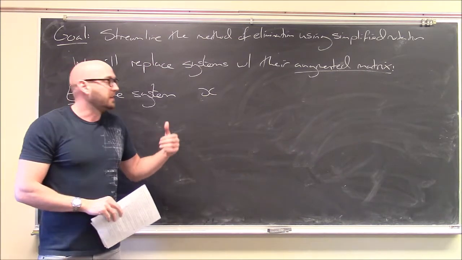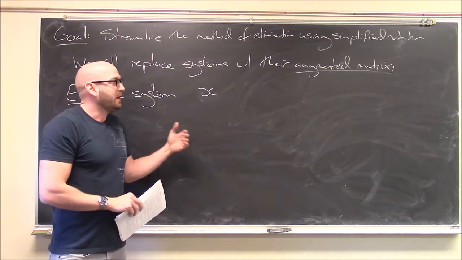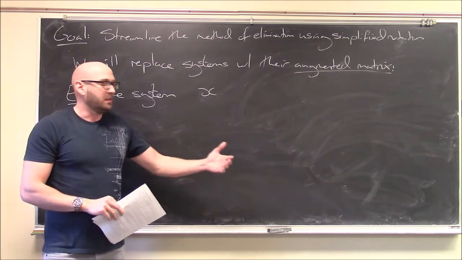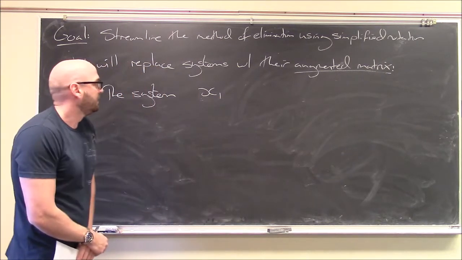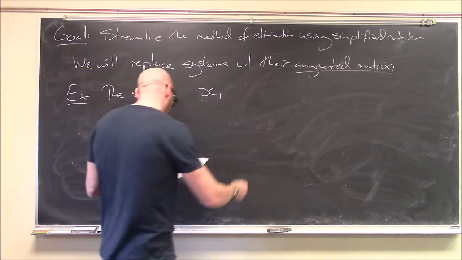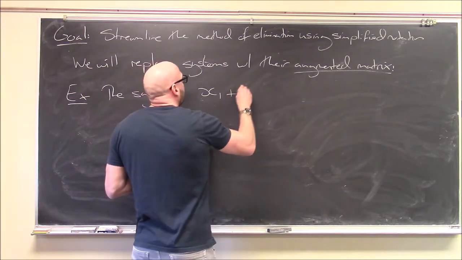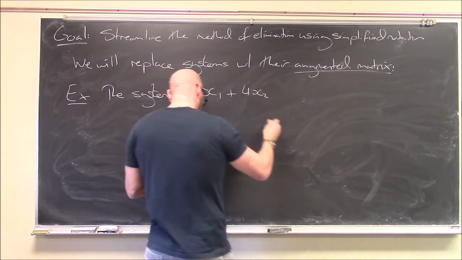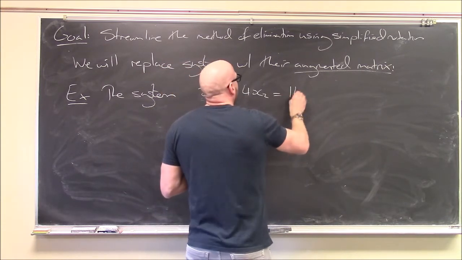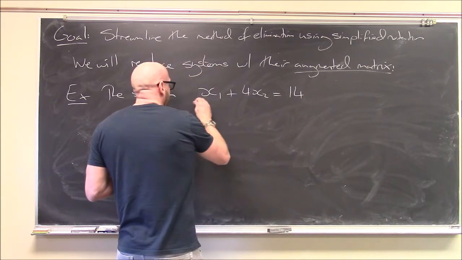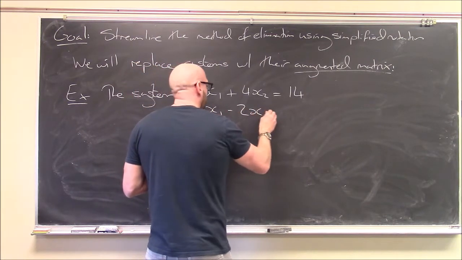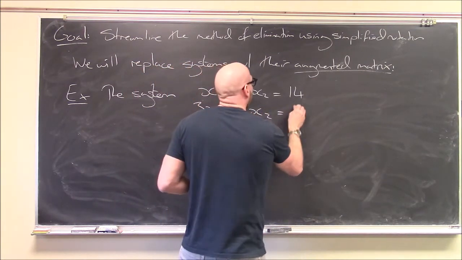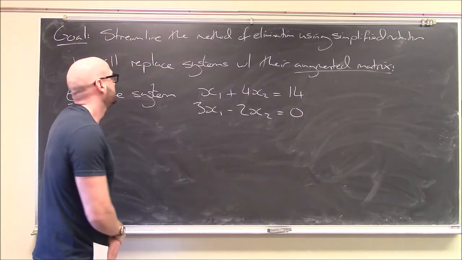Again, when you start getting lots and lots of variables, you run out of letters pretty quickly, x, y, z, and so on. So I'm just going to start calling them x1 and x2, and x3 if I have more, but in this case it's x1 and x2. So x1 plus 4x2 equals 14, and 3x1 minus 2x2 equals 0. Alright, so here's my system.